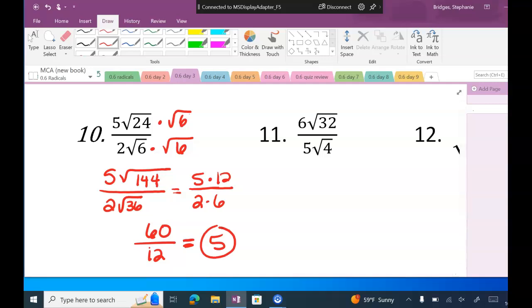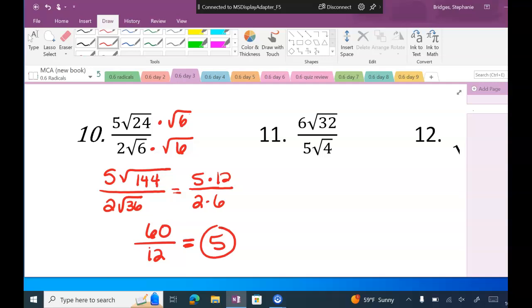Look at this. Let me show you something. There is another option. And if you don't like it this way, you don't have to do it this way. If it confuses you, just don't worry about it. When I have numbers outside the radical and numbers inside the radical, I can also try to simplify first. Do 5 and 2 have anything in common? They don't, do they? Okay.